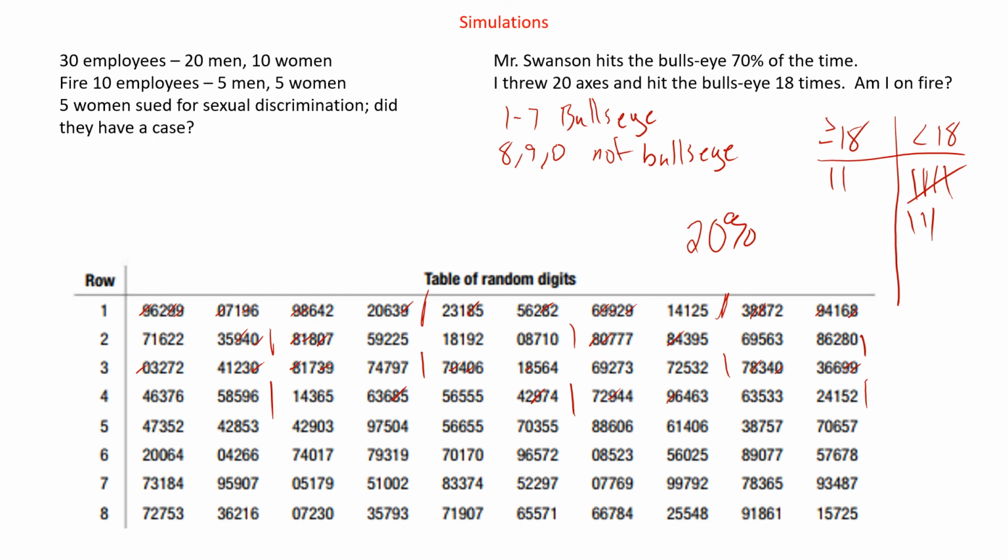But right now, it comes out to 20%. I'm hitting at least 18 bullseyes. That's pretty good. That's about 1 out of every 5 times that I throw 20, I'm going to get at least 18 bullseyes. So that's how we can do simulations.